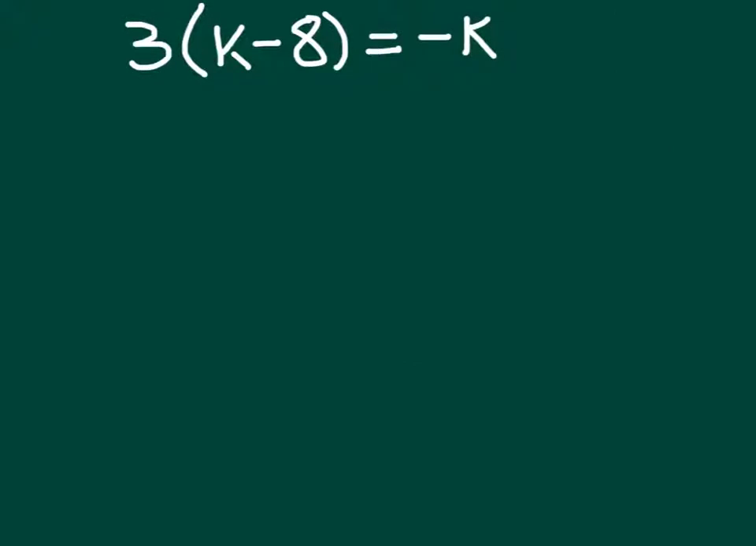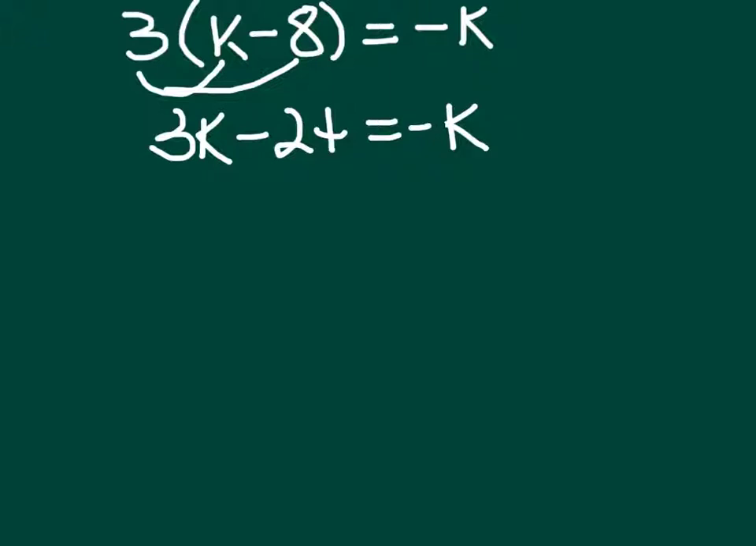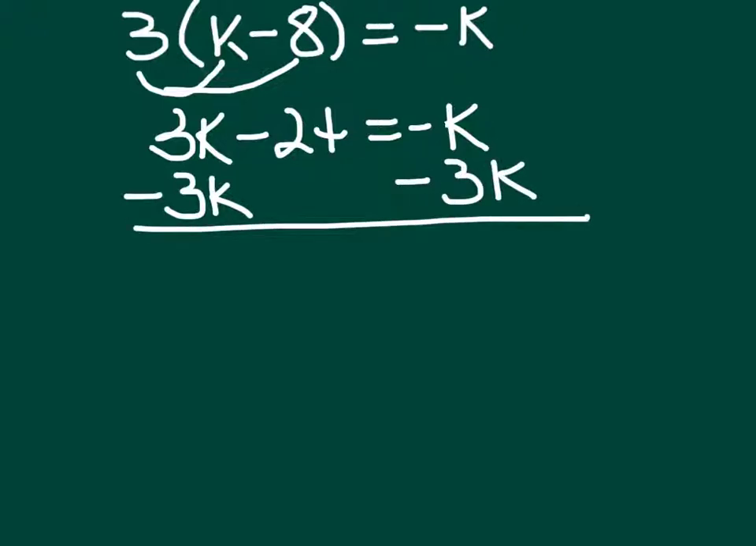Okay, so this time we're going to solve one that has the distributive property and the variable on both sides of the equation. So the first thing we're going to do is distribute the 3 to each thing inside the parentheses. So it's going to be 3 times k, which gives us 3k, and 3 times negative 8, which gives us negative 24, equals negative k. And now we're going to do minus 3k on both sides of the equation. That gives us negative 24 equals negative 4k.